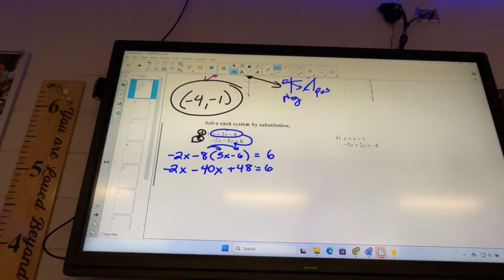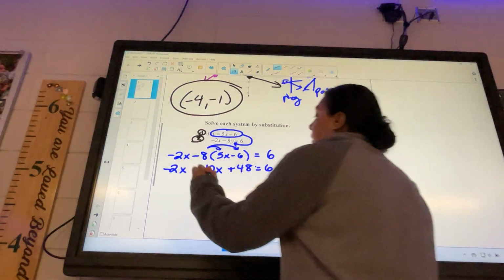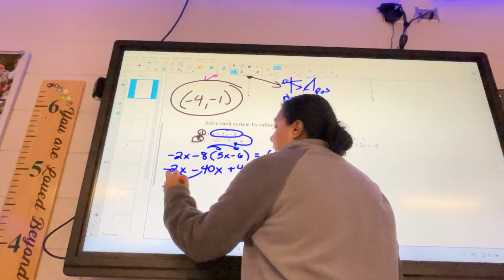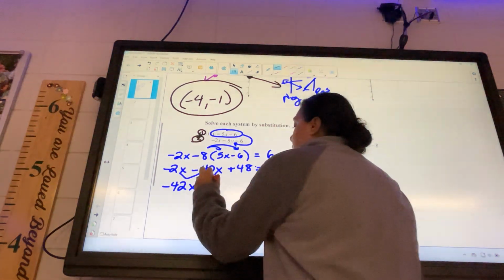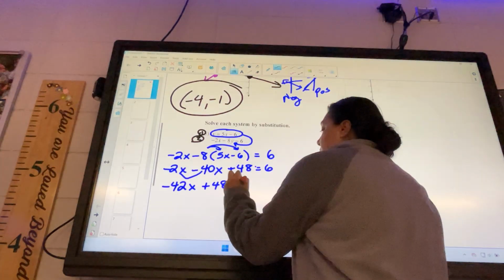Okay, and now we can combine. Who can get combined? The 2x and the 40. So I'm going to get a negative 42x plus 48 equals 6.